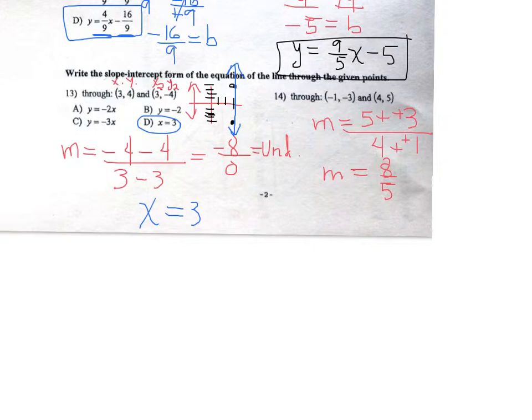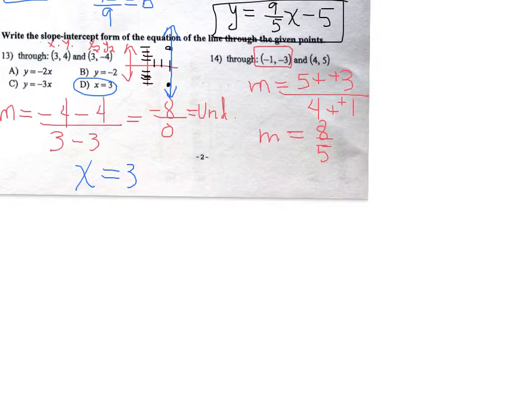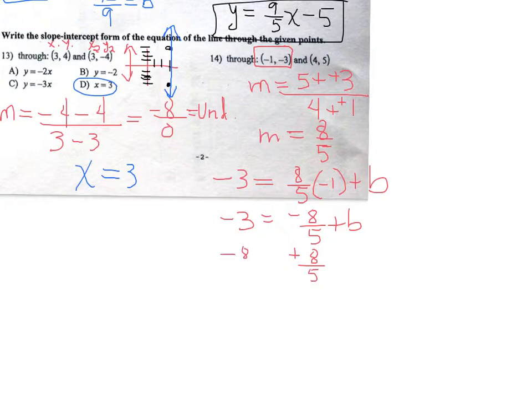Okay, so once you get the slope, you pick one of the 2 points, it doesn't matter which point you want to use, and then you plug it into the equation for slope y-intercept. So you're going to get negative 3. You put negative 3 as the y equals the slope, which is 8 over 5, times x, which is negative 1, plus b. Then you solve for b, negative 8 over 5, and then plus b. Then you move that negative 8 over 5 with the positive 8 over 5. So we're adding 8 over 5.